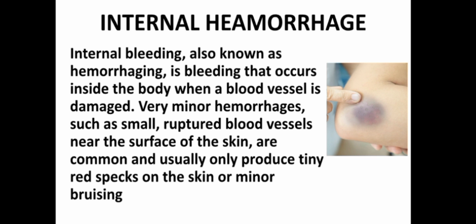Very minor hemorrhages, such as small, ruptured blood vessels near the surface of the skin, are common and usually only produce tiny red specks on the skin or minor bruising, as shown in the image.